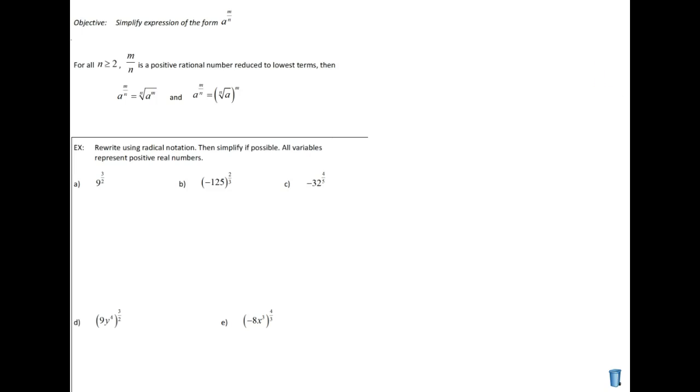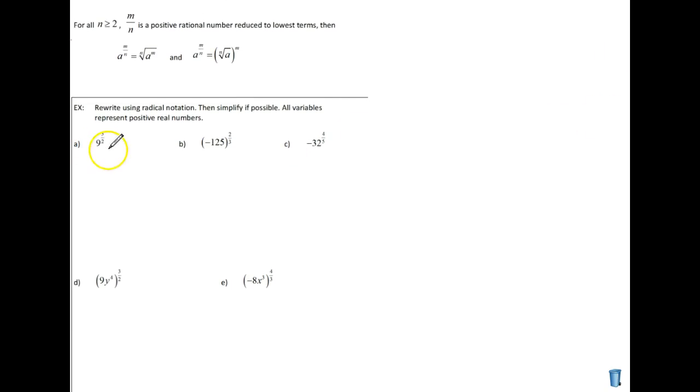So let's take a look at this first one. Here I have 9 to the 3/2 power. So that's really the square root of 9 to the 3rd power. Well, what is the square root of 9? That's just 3. 3 to the 3rd power is, 3 times 3 is 9, and 9 times 3 is 27. So 3 to the 3rd power is 27.